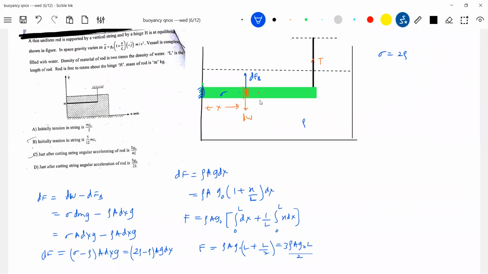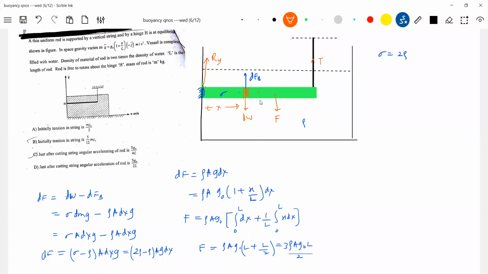So he's asking about tension. There will be a reaction at the hinge, but we don't know that reaction at the hinge. I'll take it to be upward, Ry. So the resultant force F is acting downward. But what is asked is the initial tension in the string, how to calculate?